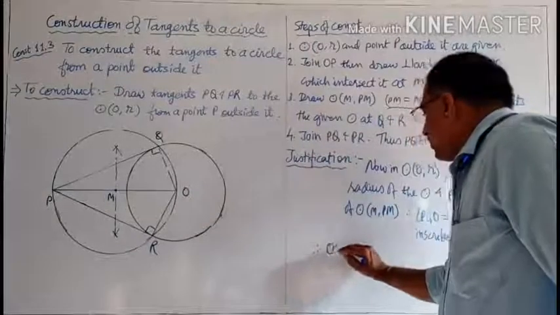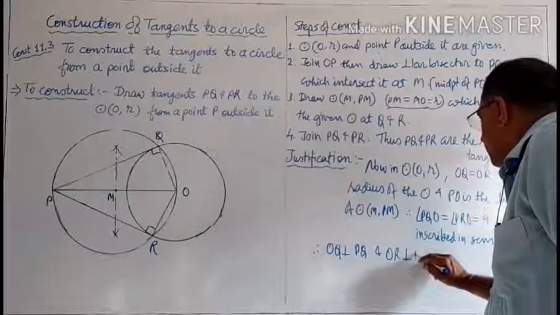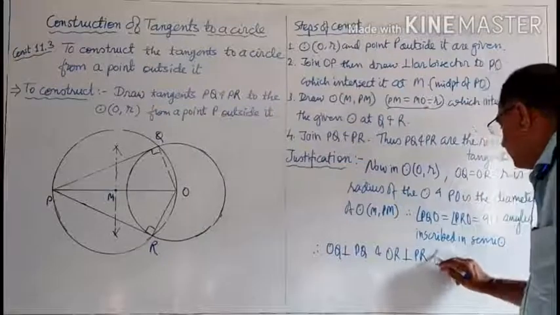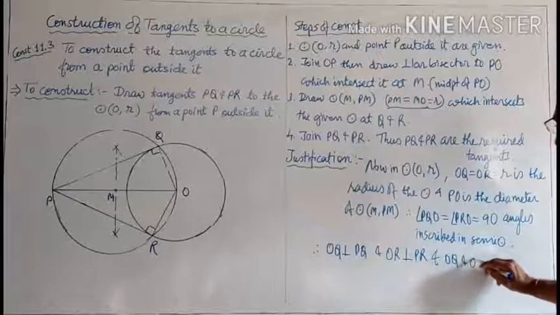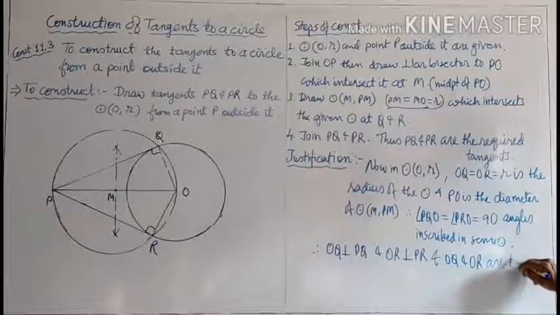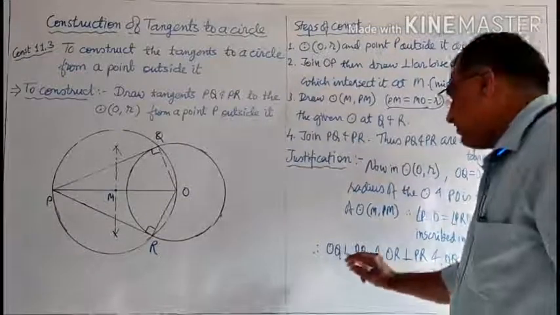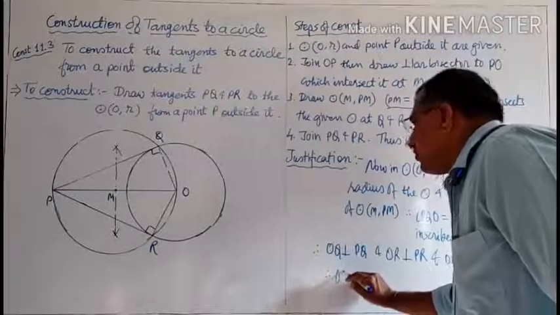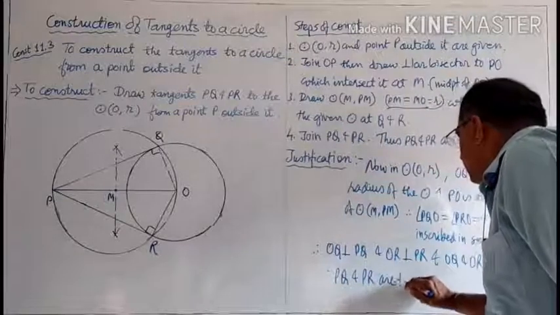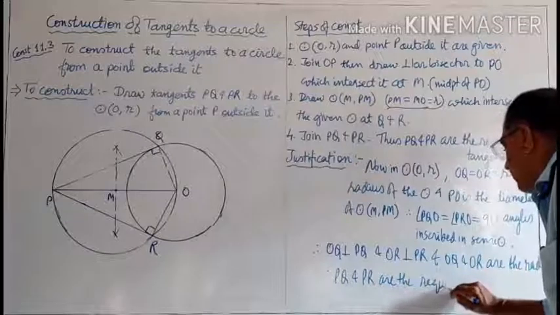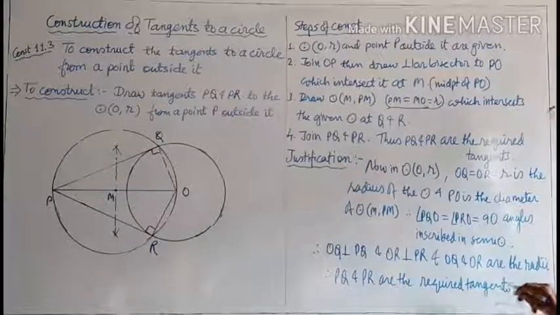Therefore OQ is perpendicular to PQ and OR is perpendicular to PR, and OQ and OR are the radii. Therefore the radius is perpendicular at the point of contact Q, and therefore PQ and PR are the required tangents. This way we can justify that they are tangents.